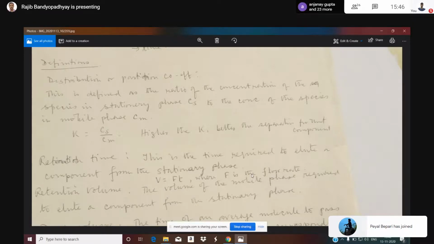And the dead volume is the time of an average molecule to pass through the stationary phase without any retardation. So if a compound is not actually absorbed in the stationary phase, for example, the mobile phase, then it takes some time to travel through the column. That is known as the TM, and TM multiplied by the flow rate is the dead volume. So these are some of the definitions related to gas chromatography.